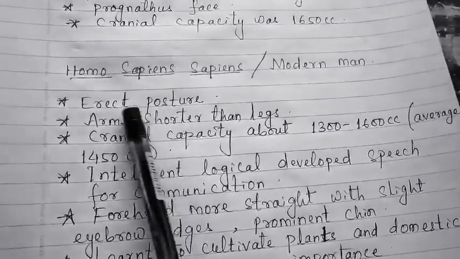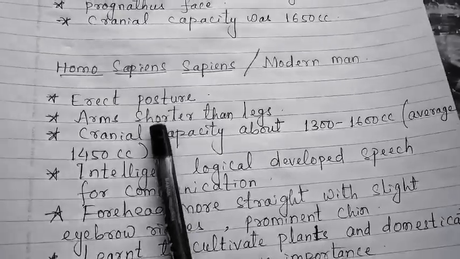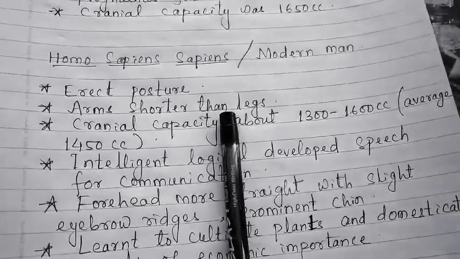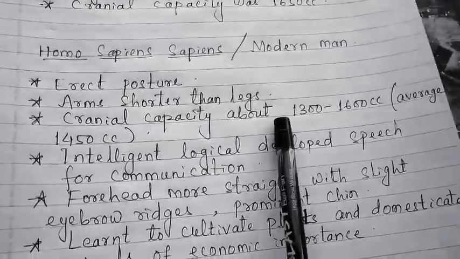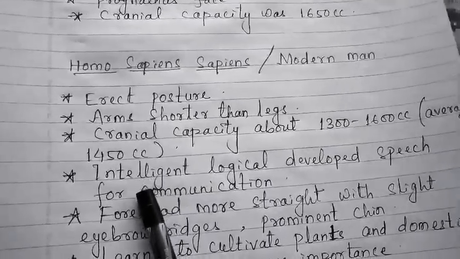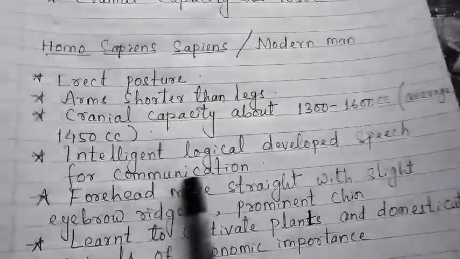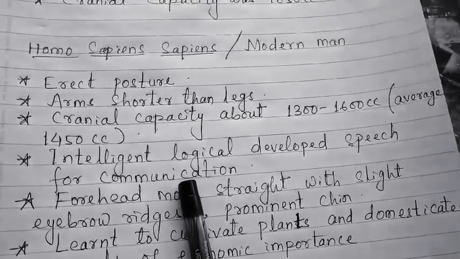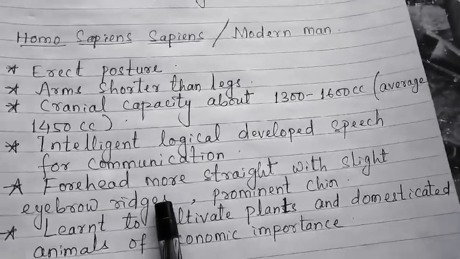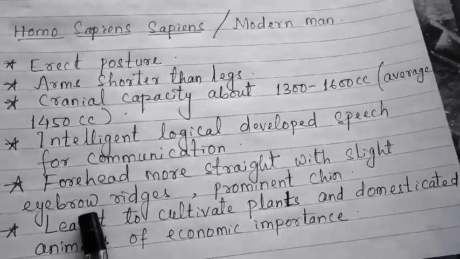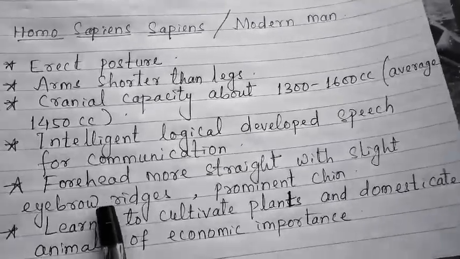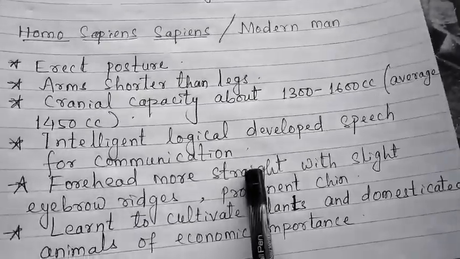Now we are going to learn about Homo sapiens sapiens, which is otherwise called the modern man. It had a complete erect posture, arms were shorter than the legs, and cranial capacity was around 1300 to 1600 cc, an average of 1450 cc. They were intelligent, logical, and developed speech for communication. The forehead was more straight with slight eyebrow ridges and a prominent chin. Eyebrow ridges were not very heavy, and the forehead was straight.